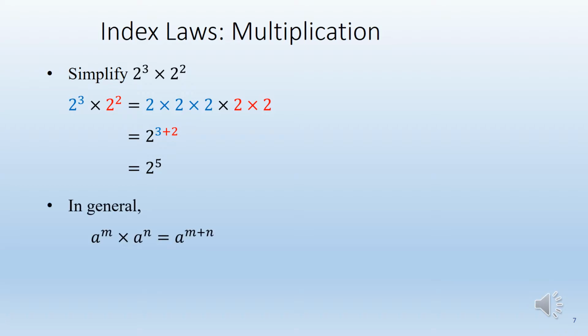So we can generalize this and say, if we have a to the power of m times a to the power of n, then what we do is we add the indices, provided of course that the bases are the same. They're both a.